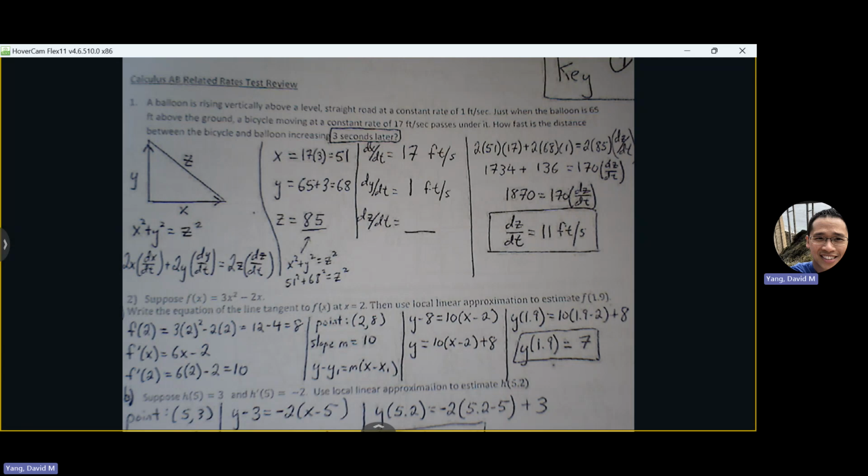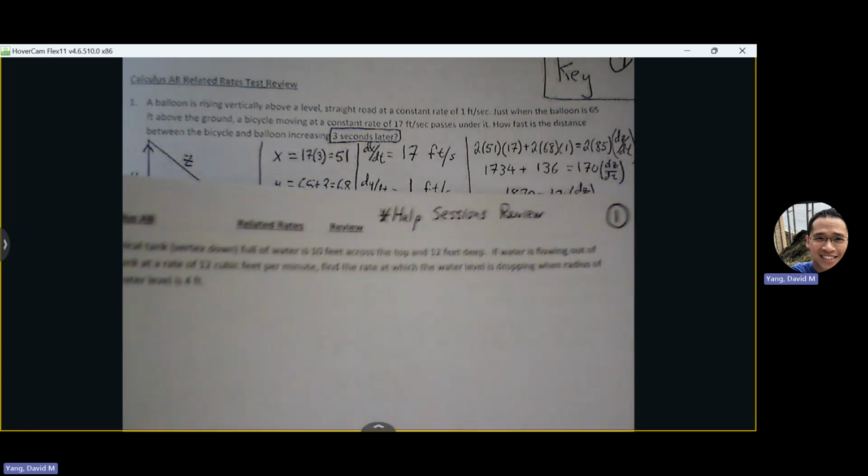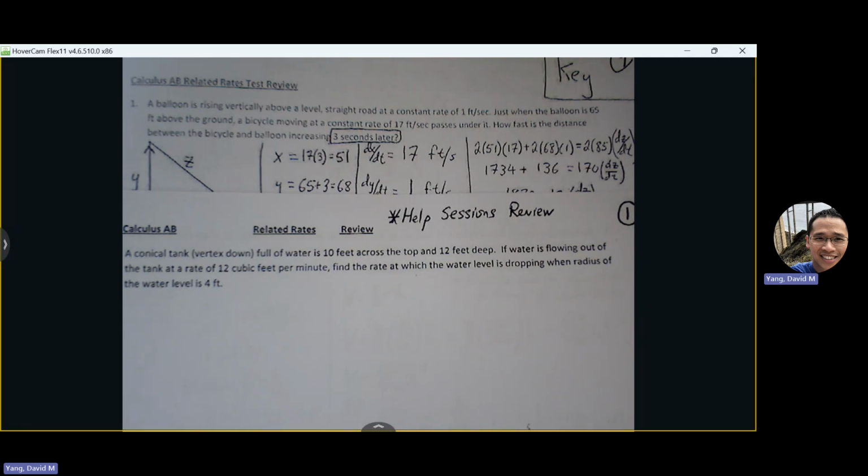Okay, I said that I wanted to do a cone problem each day. So let's go back to a cone problem, because that is the one that takes the most amount of steps. This is the help session review handout. Can we turn to that and try number 1? Go ahead and try it.